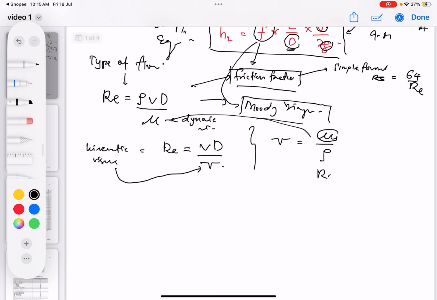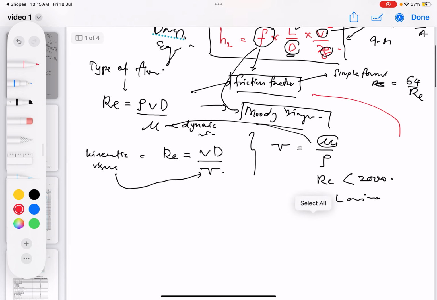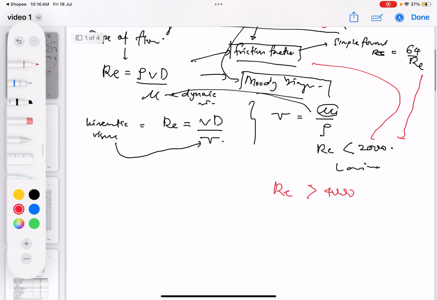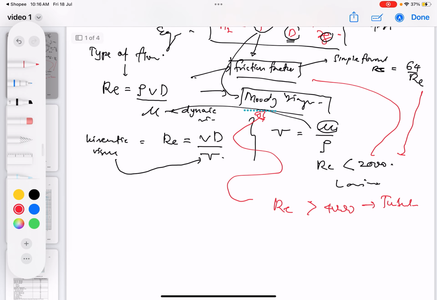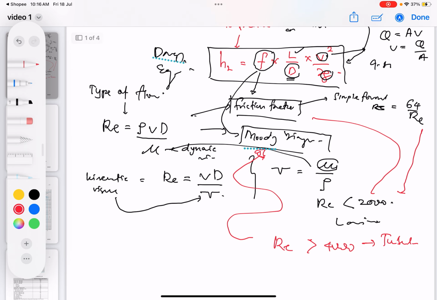For the Reynolds number, if you found that it was less than 2000, therefore it is laminar. Because it is laminar, I can use this simple formula. And if the Reynolds number was greater than 4000, therefore it is turbulent. Because it is turbulent, the easiest method is to use the Moody diagram. Most of you are doing well for this part of the question. It's not that difficult, but sometimes we have to memorize a couple of equations.